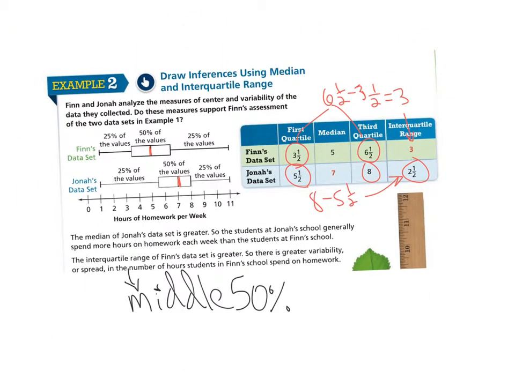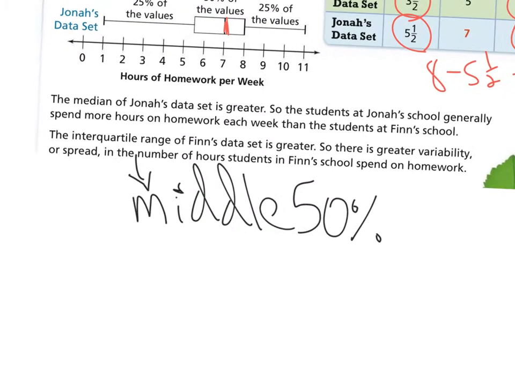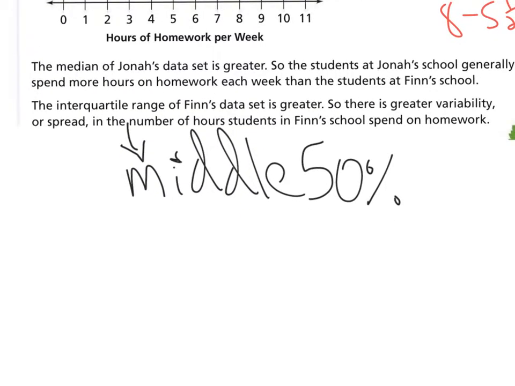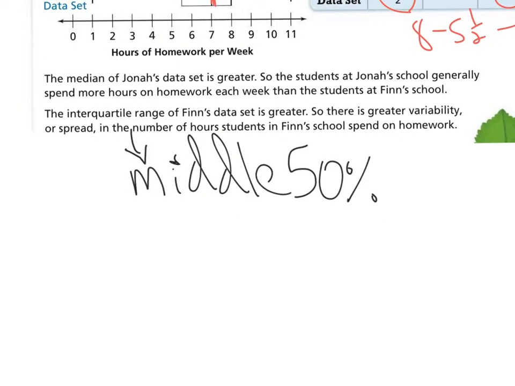So the book's trying to say that Finn's had a bigger interquartile range, so it has more variability. Again, to me, the variability is the same. If you want to argue anything about it, you could say that the interquartile range for Finn's is greater, so there's greater variability in the middle 50% of the number of hours they spend on homework. Just the middle 50%, that really tells us about, not the overall picture, because overall the variability is the same for both classes or both surveys.